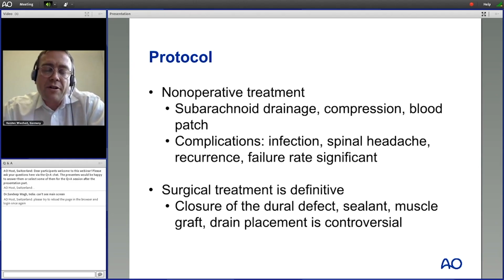The surgical treatment here is obviously the most definitive way, and it at least reduces the risk of complications such as infections, spinal headaches, recurrence, etc. If you have an earlier postoperative diagnosis, I'd say within the first 3 months, you can drain that, but usually the surgical treatment is something which I personally would prefer here.